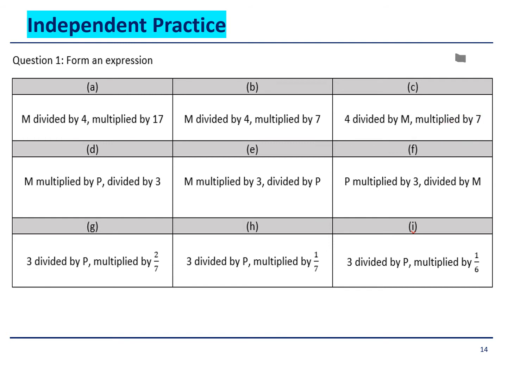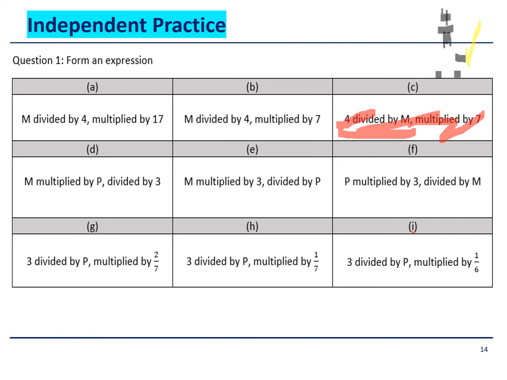Okay, so 4 divided by M multiplied by 7. Well, what we need to notice here is the variable is going to be on the bottom of the division fraction. So 4's at the top. Let's use this blue line here as a division line. Great. 4 divided by M and multiplied by 7.